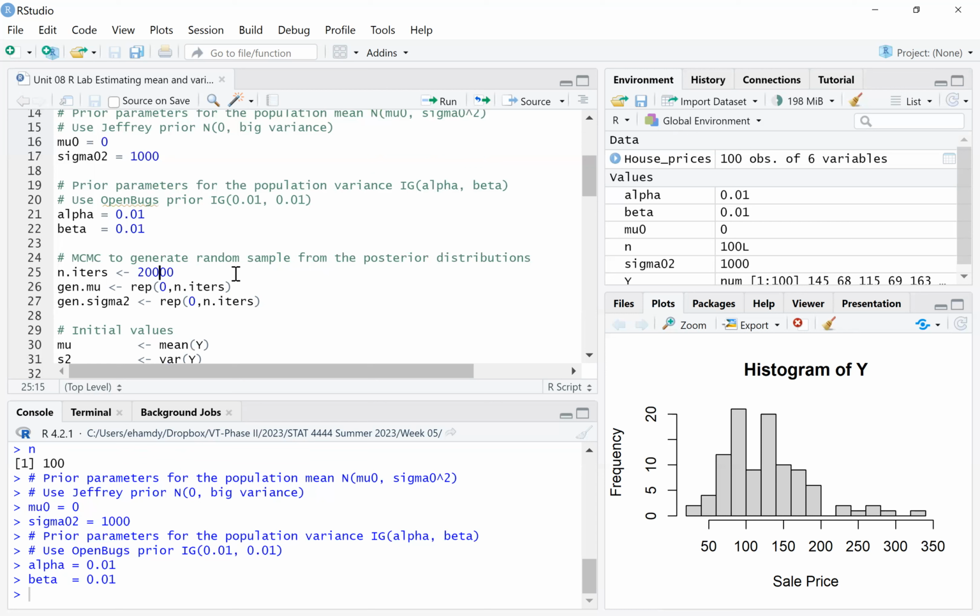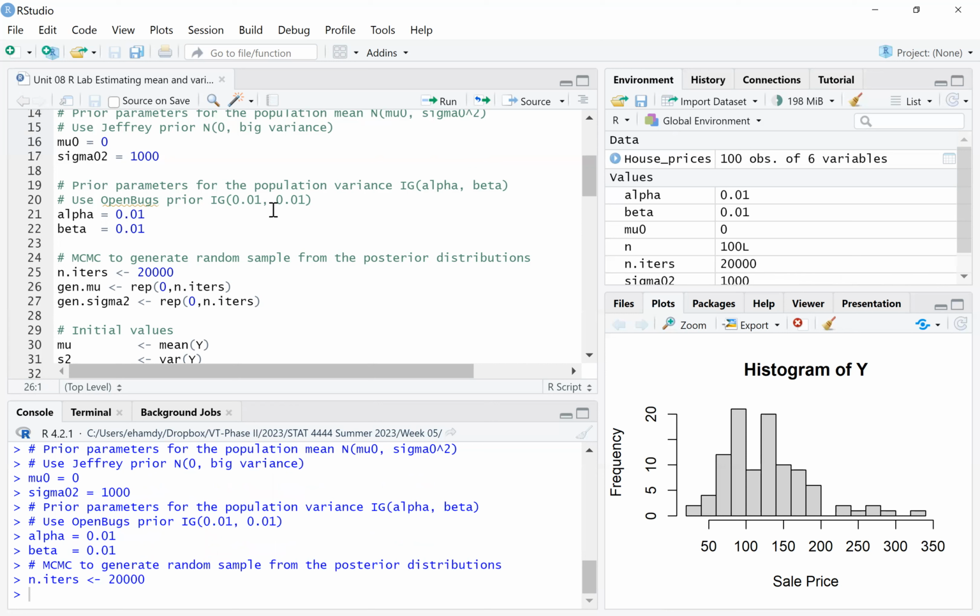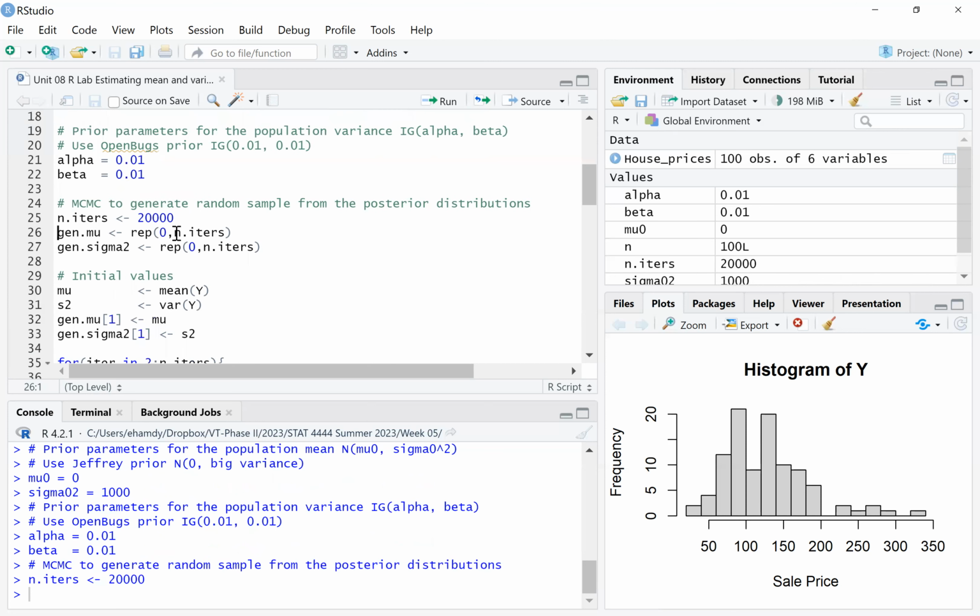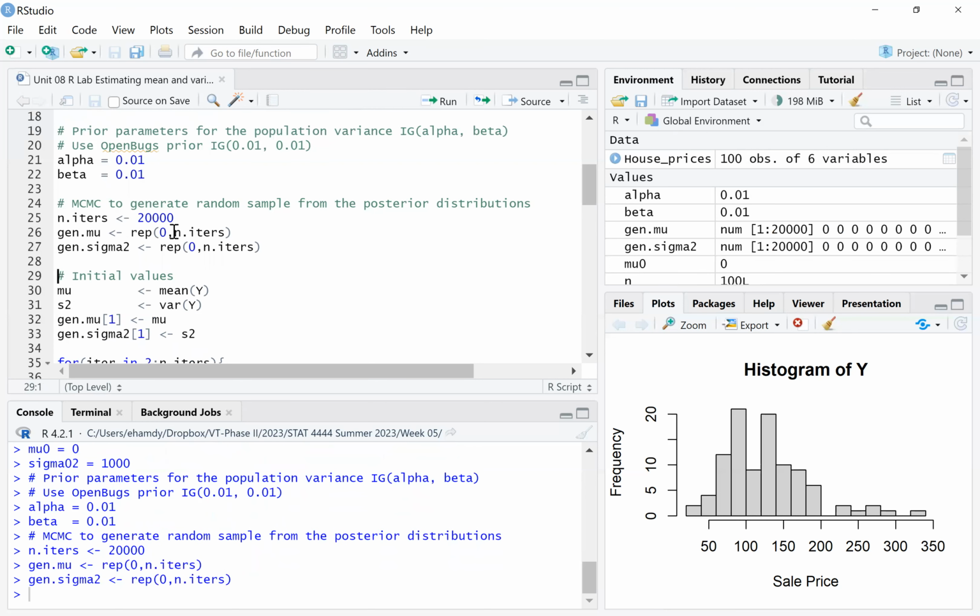And then I will randomly select 20,000 values from each posterior distribution, so the number of iterations is 20,000. I will not necessarily use all of them. I will ignore some of them if convergence didn't happen, but if convergence happened from the beginning, you can use all of them. I will save the values generated from the posterior distribution of the mean under the name gen.mu, and I will save the sample generated from the posterior distribution of the population variance under this name.